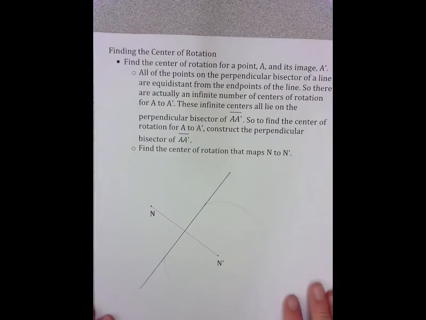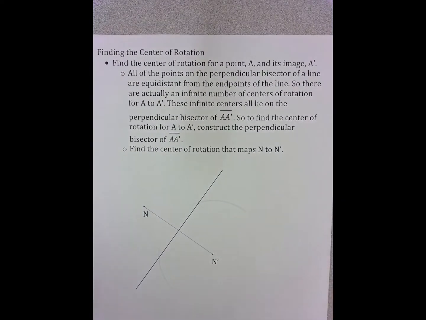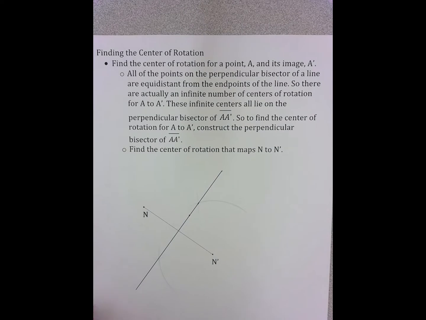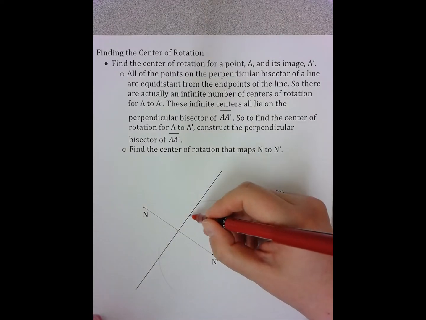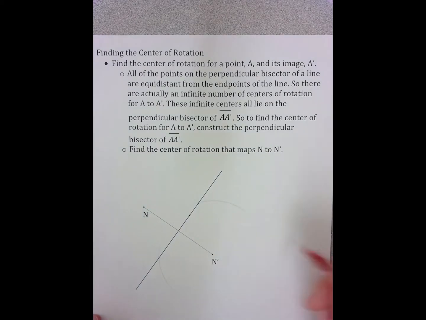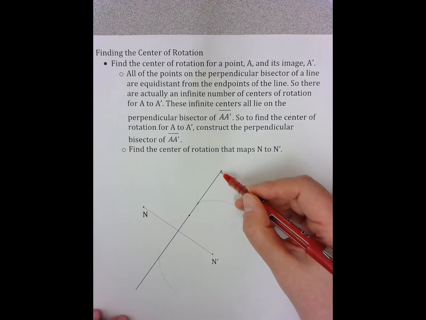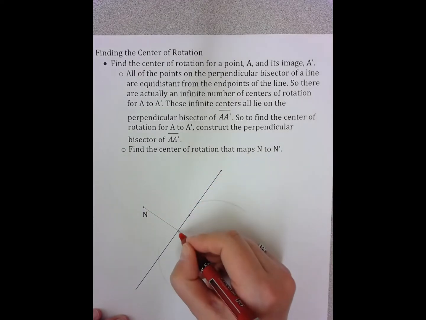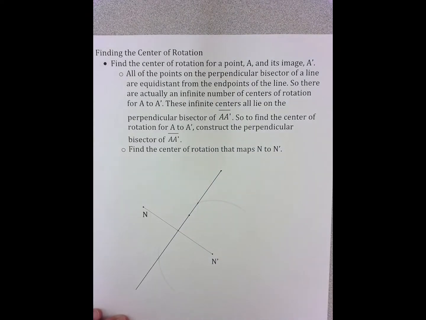Now let's talk a little bit about the definition above. What this definition tells us is that if I pick a point on the perpendicular bisector, it is going to be the same distance to N prime as it is to N. This holds for this point, and for this point as well.